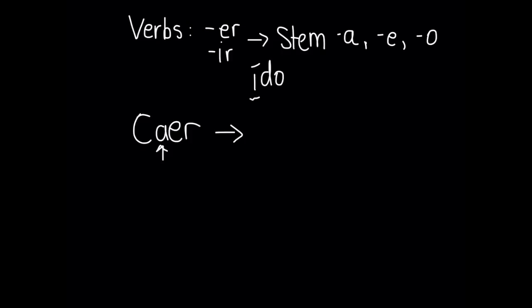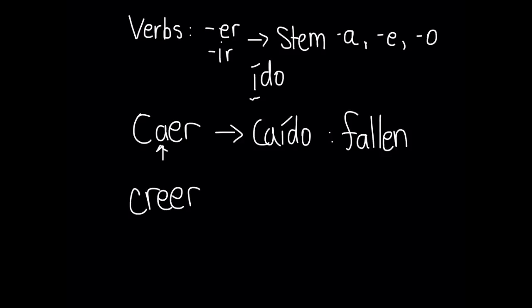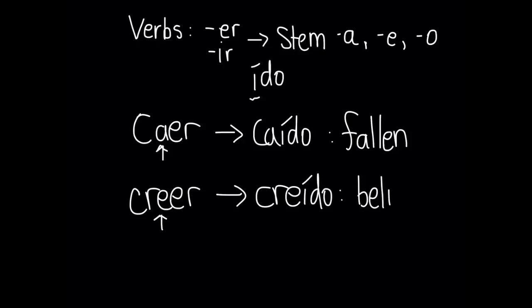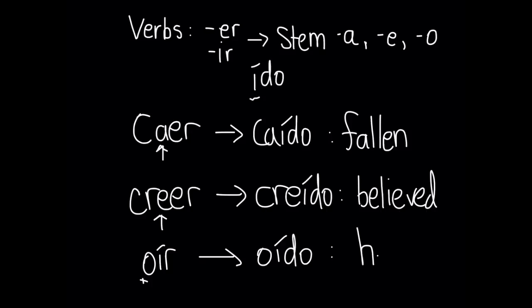So for example, the verb caer, notice that the ending of the stem is an A, then in the past participle it should be caído, or fallen, creer, creído, or believed, and oír, oído, or heard.